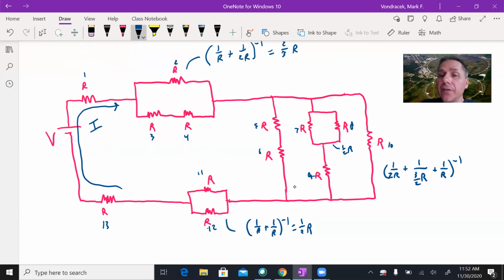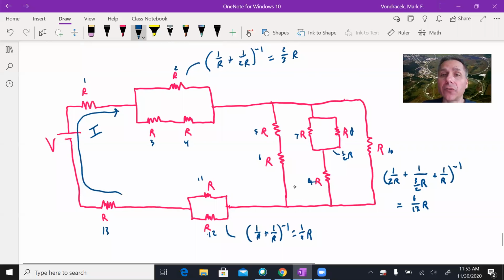All right, now if we add all of this up and flip it over, I got something like 6/13 R. Okay, you get funny fractions when you do circuit problems. Why am I doing this? Why am I finding the total resistances for those parallels?